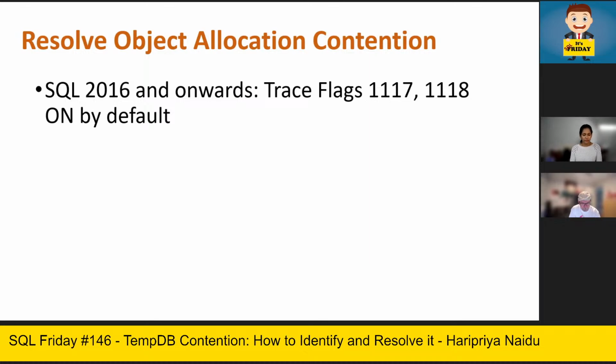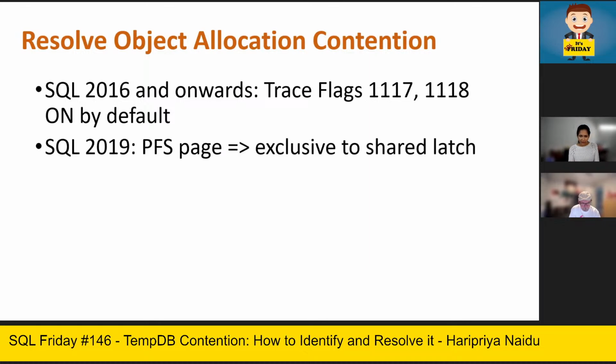And in 2019, this is a very good one. You know how this contention occurs? If you recall, it's on the PFS, GAM, and SGAM pages because all the operations are waiting for that latch, right? So what they did in 2019 is, just on the PFS page, all the latches were updated to shared latches. They don't need to grab an exclusive latch anymore. All those operations can share the latches on the PFS page. And that reduced a lot of contention. I shouldn't even say a lot, that absolutely reduced contention on the PFS page in 2019.